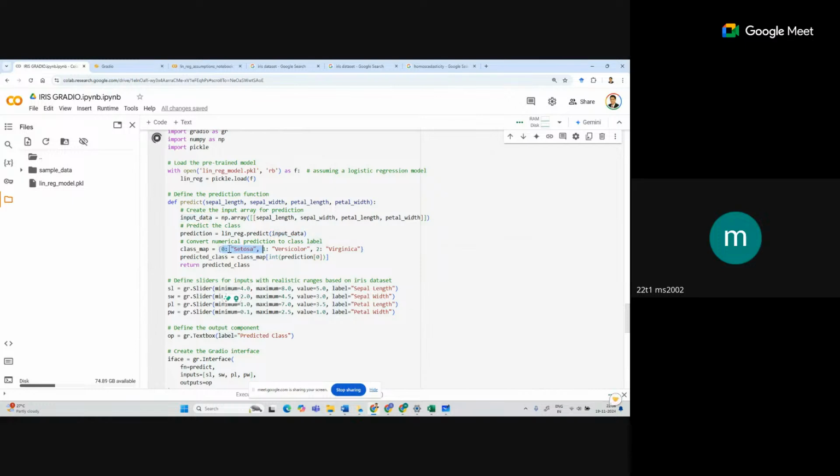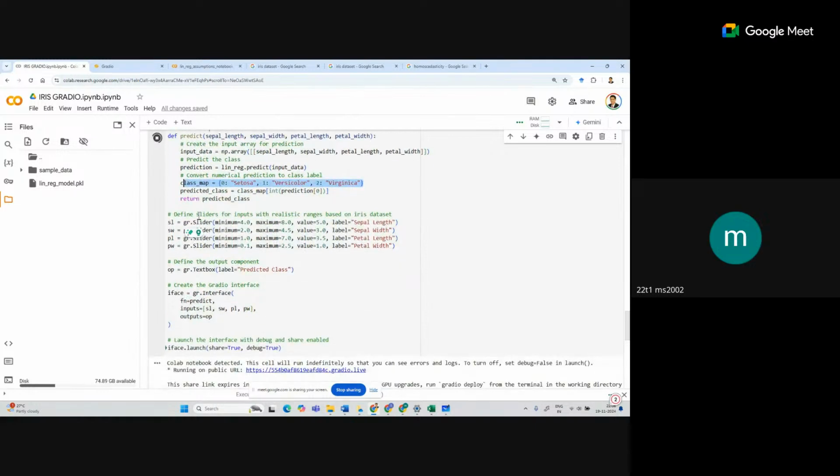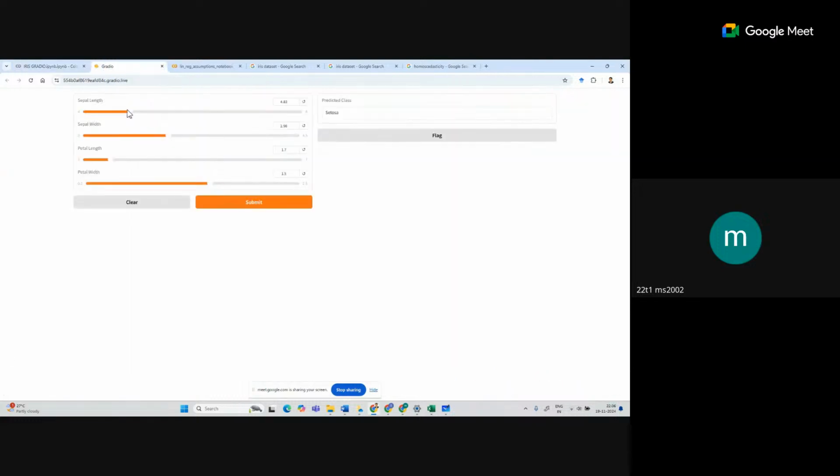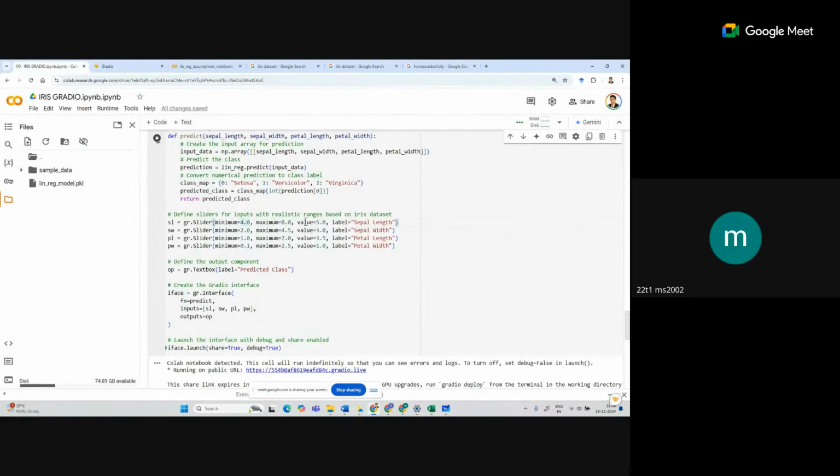When I get value close to 0, call it as setosa. When I'm getting values close to 1, call it as versicolor. And then greater than 2, call it as virginica. This is how I'm telling my app. And here I have 4 parameters: sepal length, sepal width, petal length, petal width. I'm going to get input from the user. I say the minimum value for this is 4, maximum value for this is 8. And if you go to the app, this is 4 and maximum value is 8. Okay. And similarly, the default value is 5 here, 3, 3.5 here.